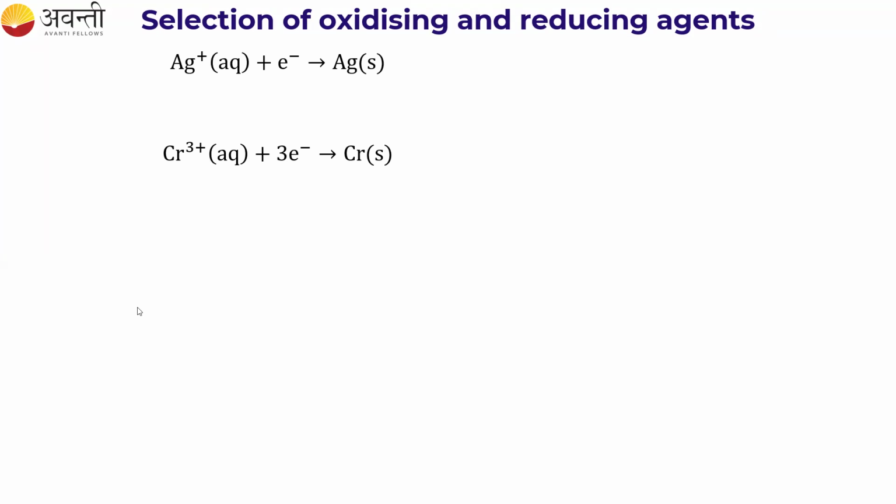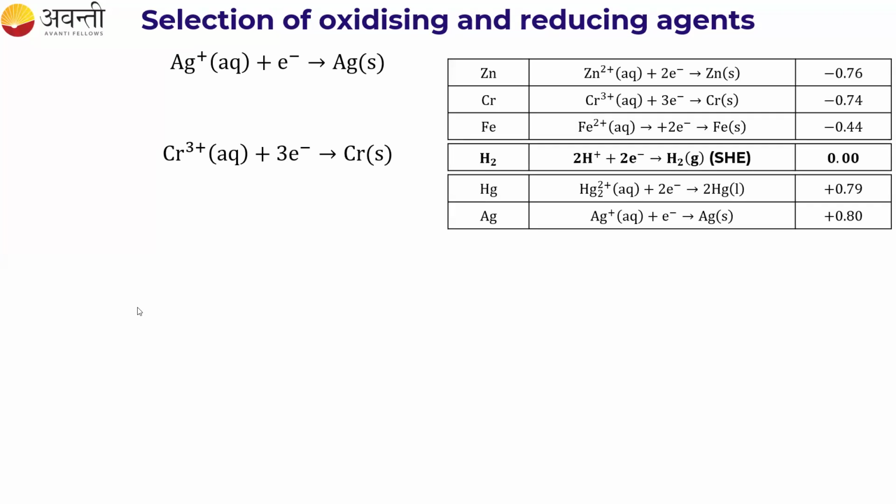Okay. Now let's go for the E0 values for this. So from this given table, the E0 value for Ag plus to Ag is plus 0.80 volt, plus 0.80 volt. So if Ag plus is taking one electron, the value is plus 0.80.